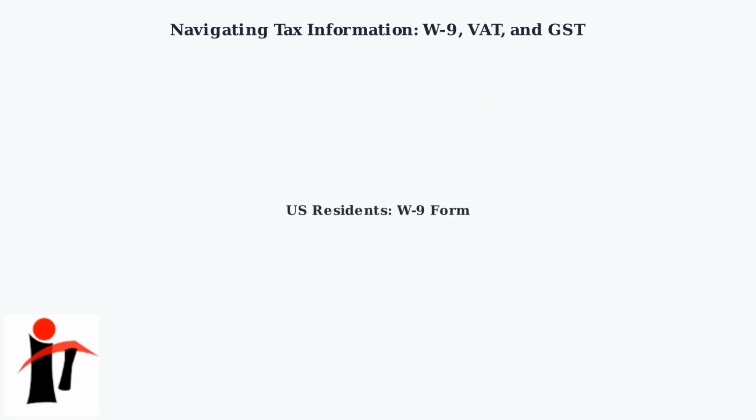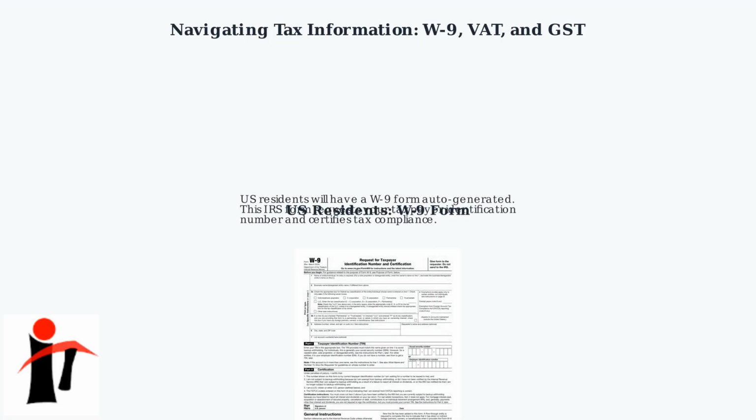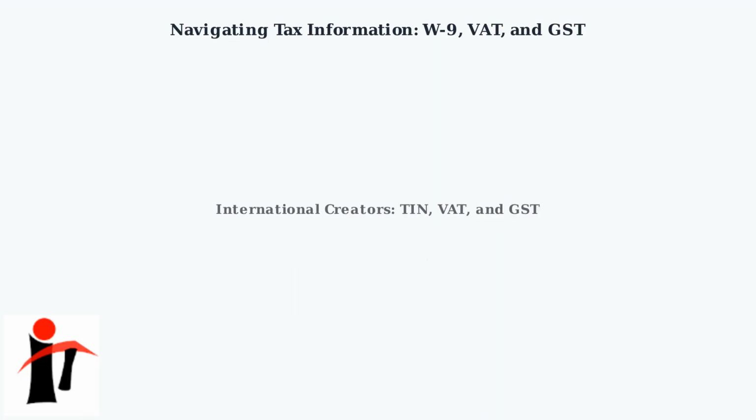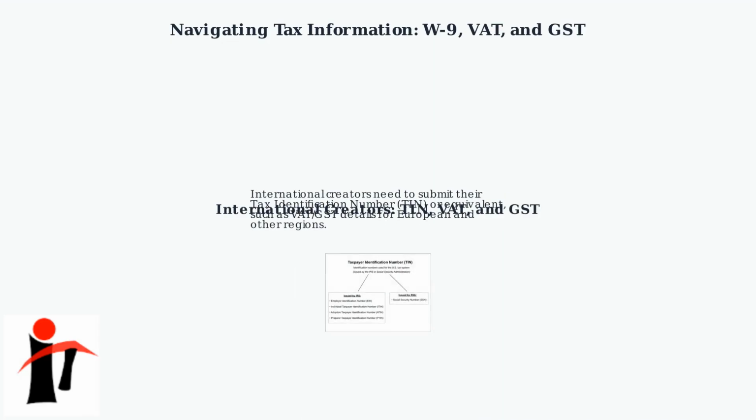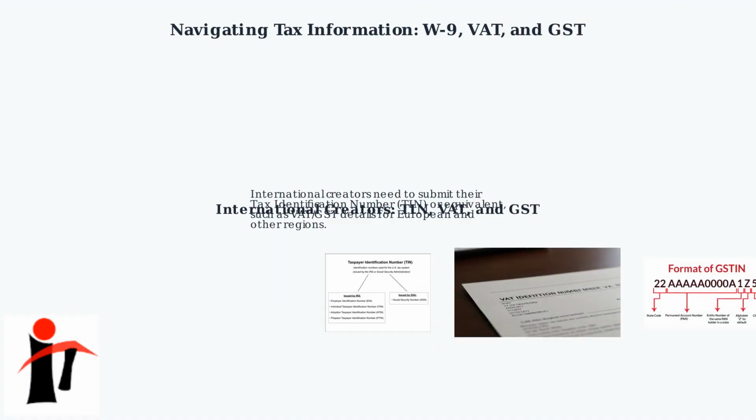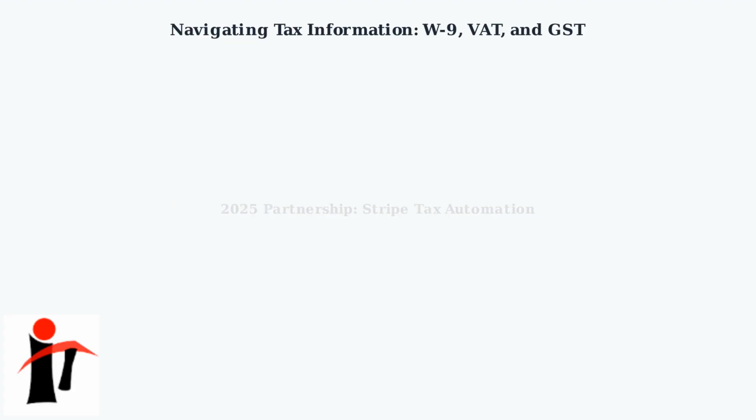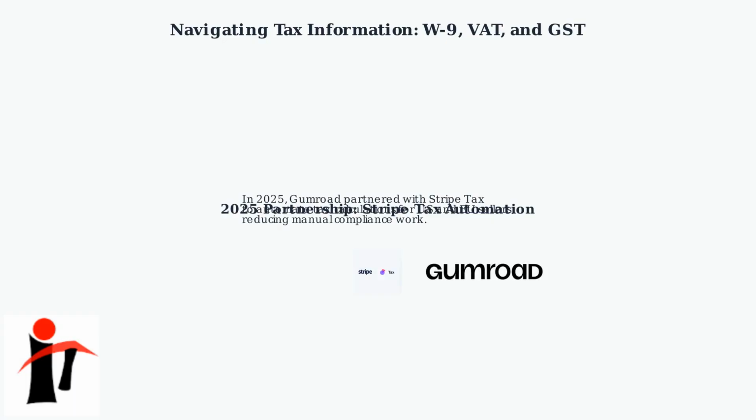U.S. residents will have a W-9 form auto-generated. This IRS form requests your taxpayer identification number and certifies tax compliance. International creators need to submit their tax identification number or equivalent, such as VAT, GST details for European and other regions. In 2025, Gumroad partnered with Stripe Tax to automate tax calculations for US and EU sellers, reducing manual compliance work.